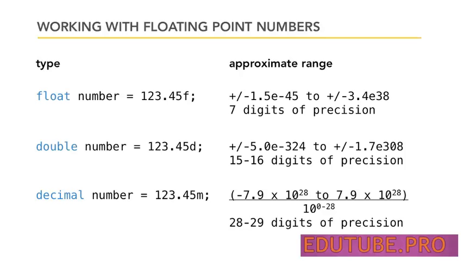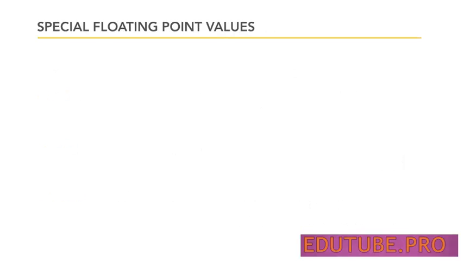In addition to these data types, there are some special floating point values that you should be aware of. The first of these is NaN, which means not a number. If a floating point variable gets into a state where you've either tried to divide by 0 or some other kind of error happens, then the variable is set to NaN, which means not a number.